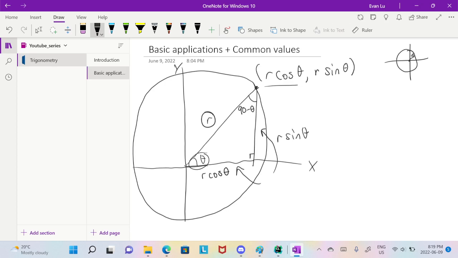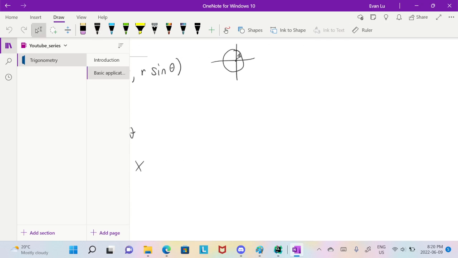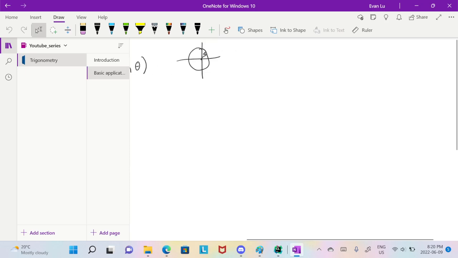Now let's talk about some common values. And we will talk about non-right triangles. That's where we can use things like the sine law and the cosine law, but I'll leave that for later. Maybe next time I'll start talking about one of those. So now let's talk about some important angles that you should know the sine and cos values of.